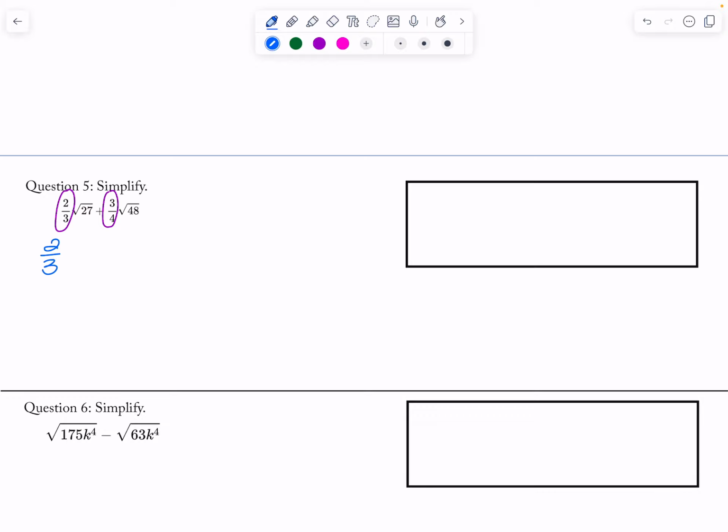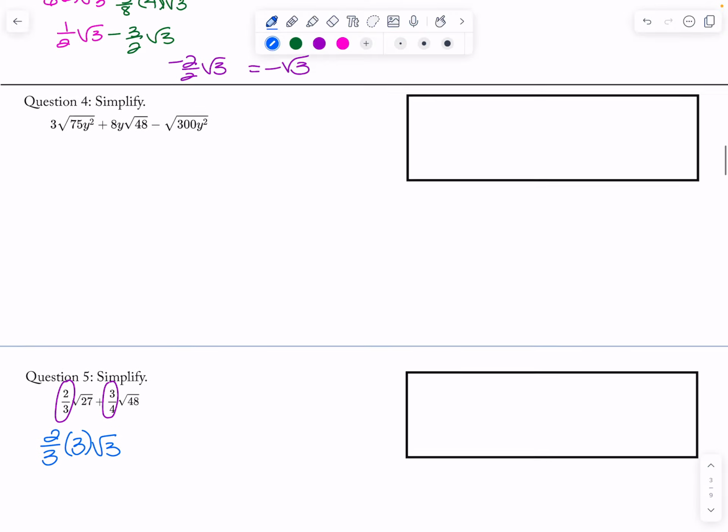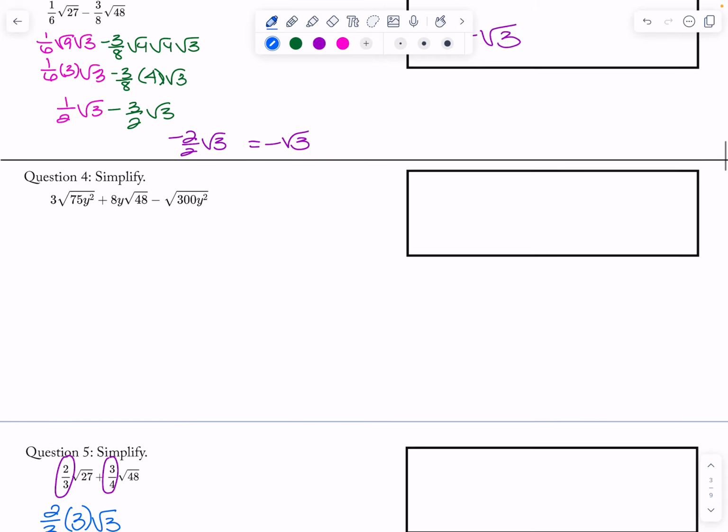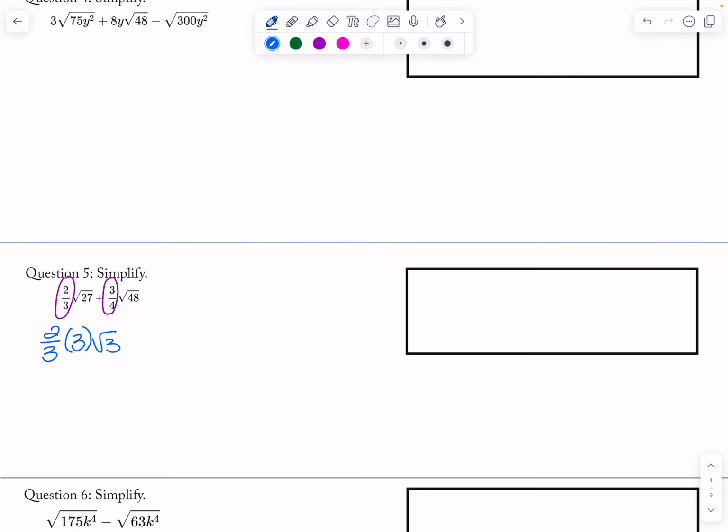So 2/3 times 3 root 3. Let's use this one above. So then it's plus 3/4 times 4 root 3. So I get 2 root 3 plus 3 root 3. So I get 5 root 3.